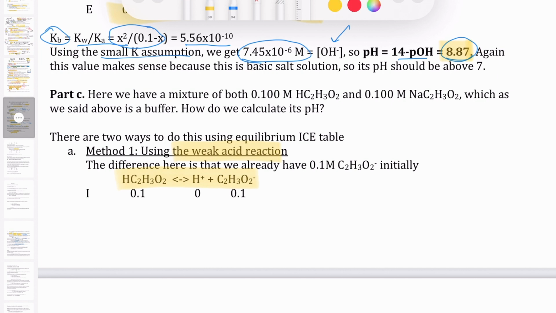The only difference between this and part A is that now, not only do you have 0.1 molar of the acetic acid present originally, but you also have 0.1 molar of the acetate originally present. Where does that acetate come from? It comes from the 0.1 molar of sodium acetate, which dissociates completely to form sodium and acetate. And so therefore, at the beginning, you already have some acetate present.